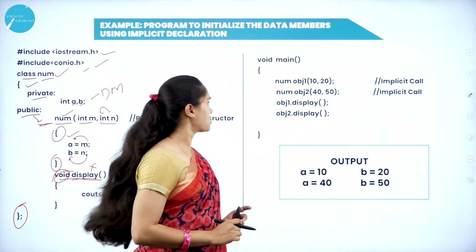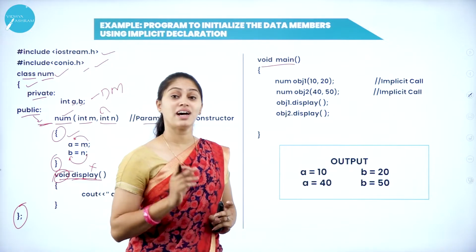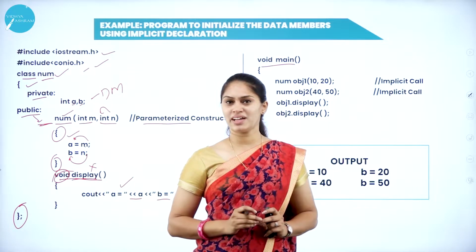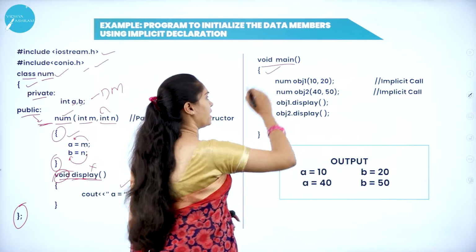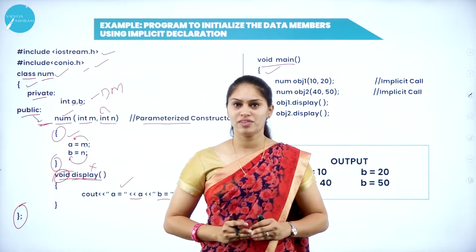So what I have next? Here I have a main function. So what I have is a main function where the actual execution of a program gets started. So that is nothing but what? Main function. Here I am opening a flower brace that indicates the opening of the scope of this main function.